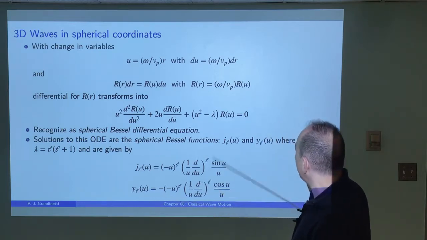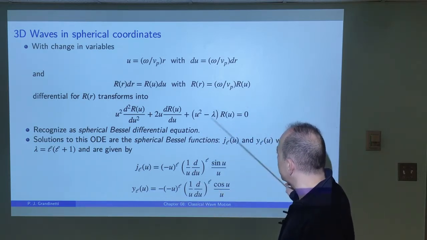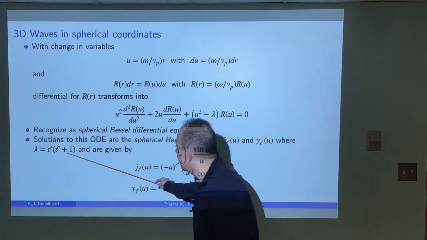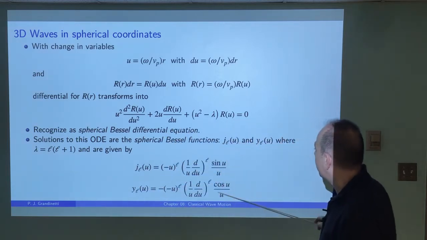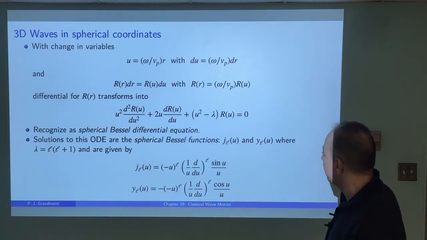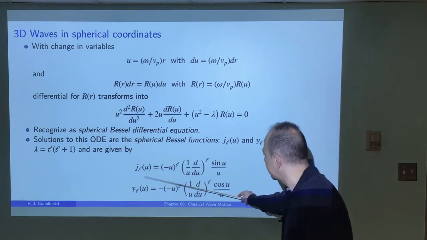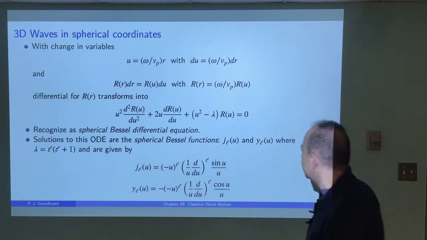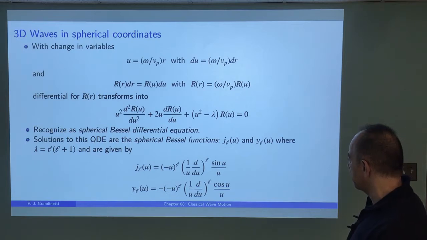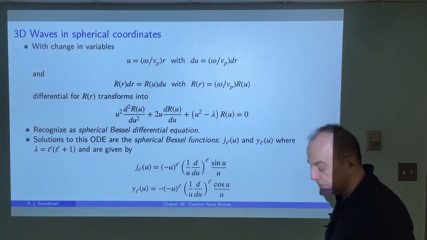And what we find is that our separation constant, lambda, has to become equal to l times (l plus 1), where l is the index that characterizes each of these spherical Bessel function solutions.